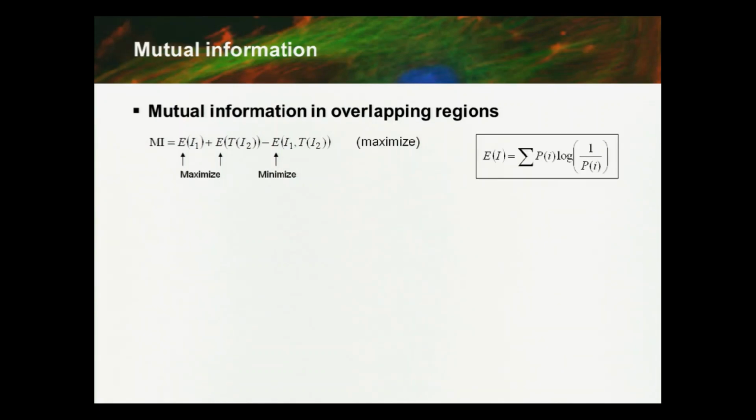And again, the E stands for entropy, which is computed as the Shannon entropy. And this is used because it's a quantitative measure of uncertainty. And I'm going to show you that in these examples.